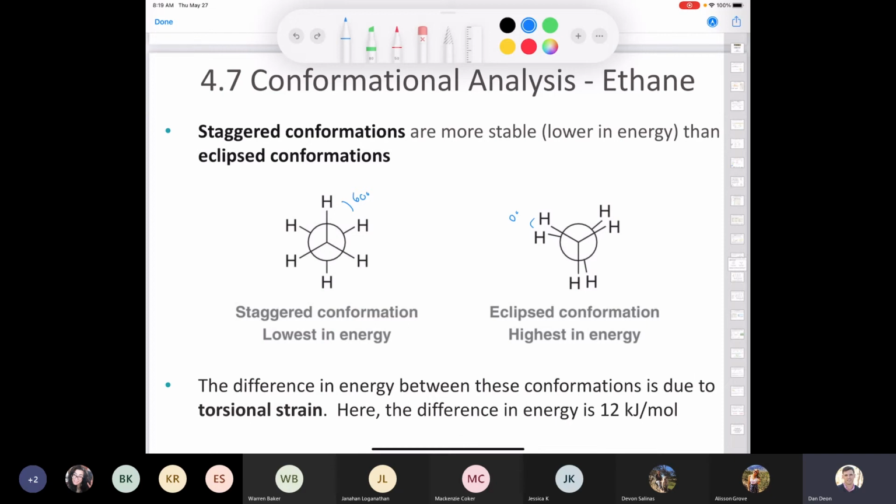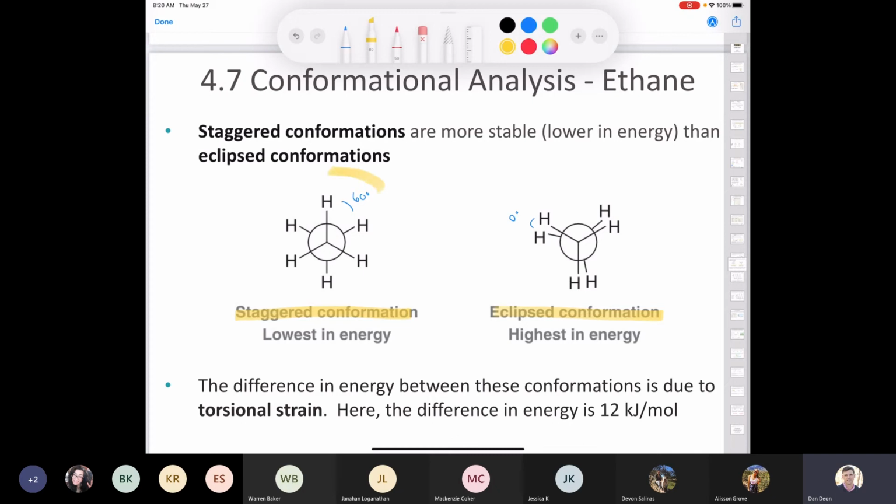The names of these: the one where we have the largest dihedral angle, we call that the staggered conformation, and you need to know what a staggered conformation is. And when they're blocking each other, I think it's a little more intuitive, we call that the eclipsed conformation. So the eclipsed conformation and the staggered conformation. I don't think it's much of a stretch for you to understand that the staggered conformation is going to be lower in energy than the eclipsed conformation.